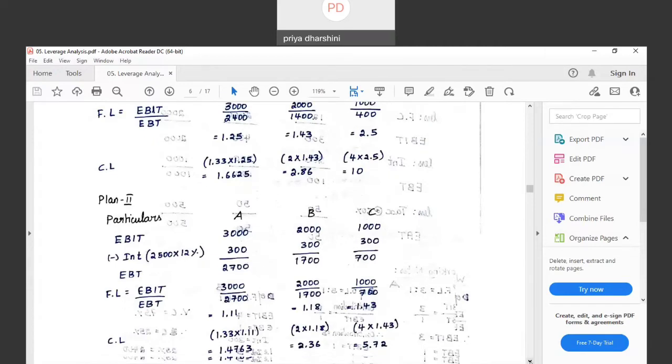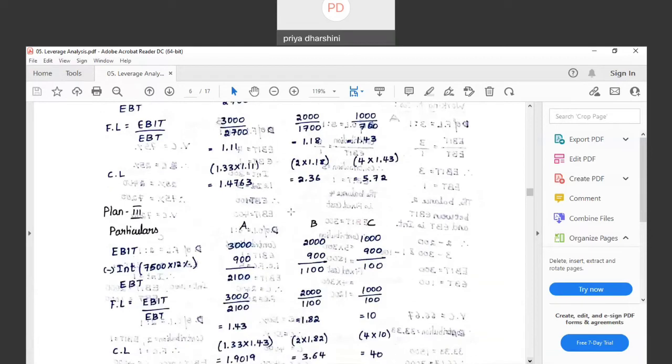Repeat the same for plan 3. Under plan 3 also you have three different situations of EBIT minus interest. How much is the debt in plan 3? Debt in plan 3 is 7500. How much is the interest rate? 12%. So when applied, you get 900 as the amount of interest. EBIT minus interest will give you EBT. How do you measure financial leverage? EBIT by EBT. How do you measure combined leverage? Operating leverage into financial leverage. So you get these leverages.